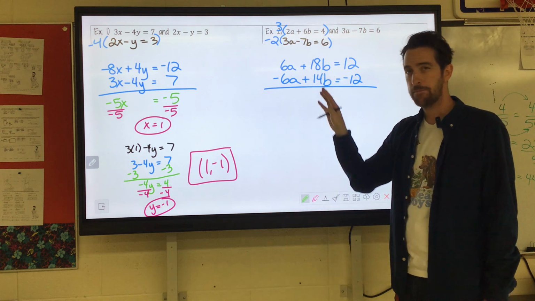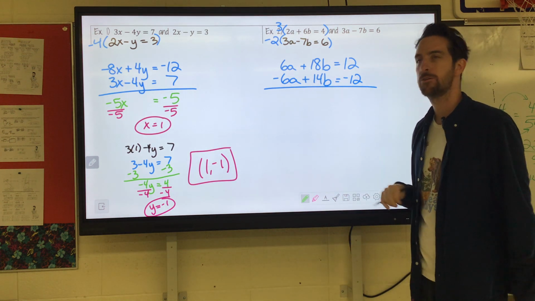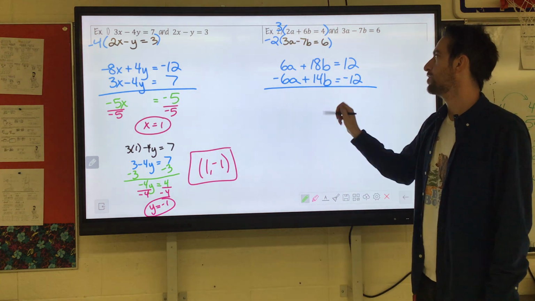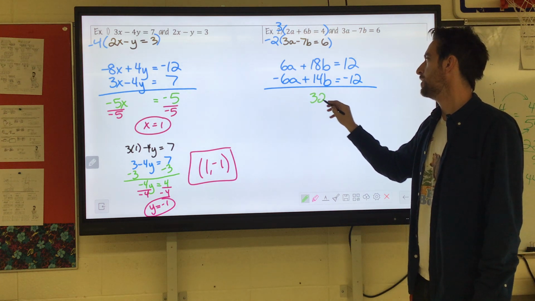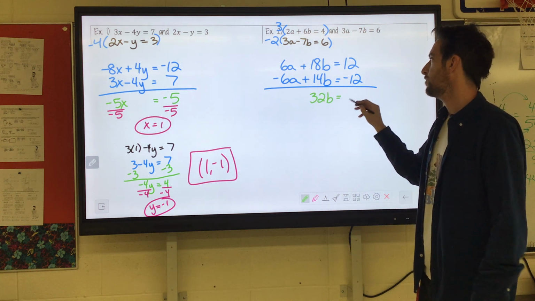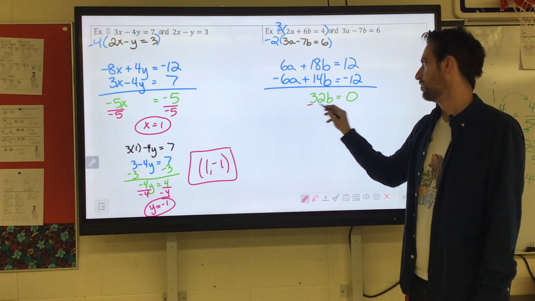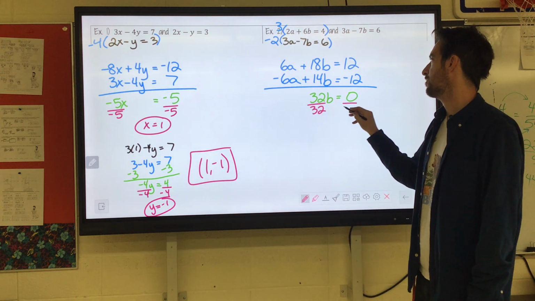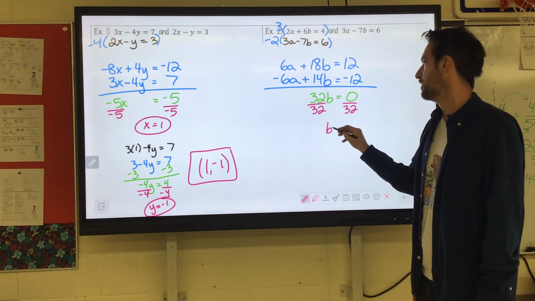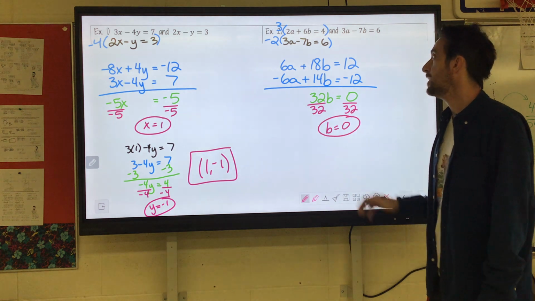So now 6a minus 6a is 0a. 18b plus 14b is 32b. 12 plus negative 12, or 12 minus 12, is 0. Divide both sides by 32. 0 divided by anything is 0. So b equals 0.